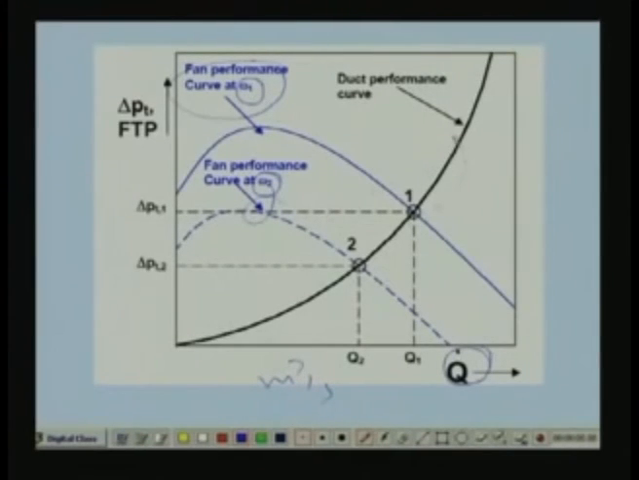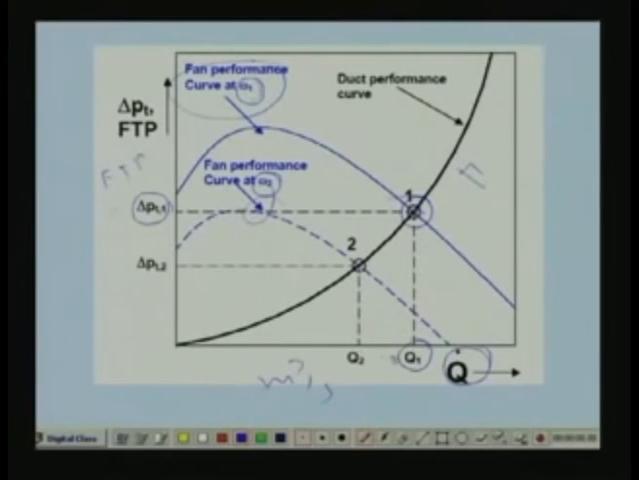As I said, the duct performance curve is a parabola, and the fan performance curve of a centrifugal fan varies like this. And there is a point of intersection. For example, at a given rotative speed omega 1, the duct performance curve intersects the fan performance curve at this point. So, this point is known as the balance point. At this flow rate the total pressure loss delta PT1 is equal to FTP1, that means the fan total pressure developed by the fan. So, at this point everything is perfectly balanced.